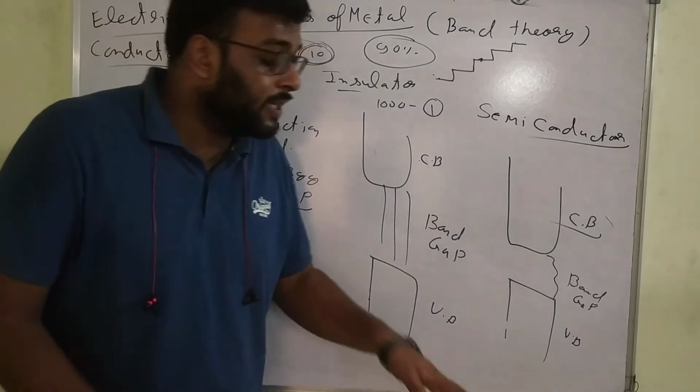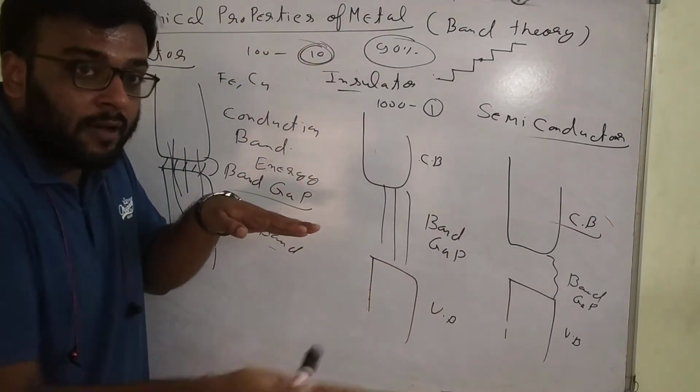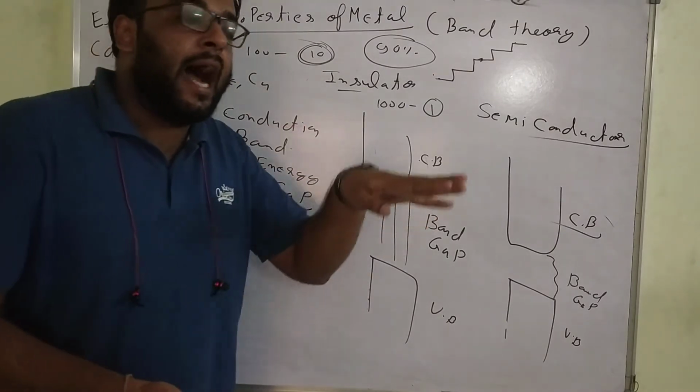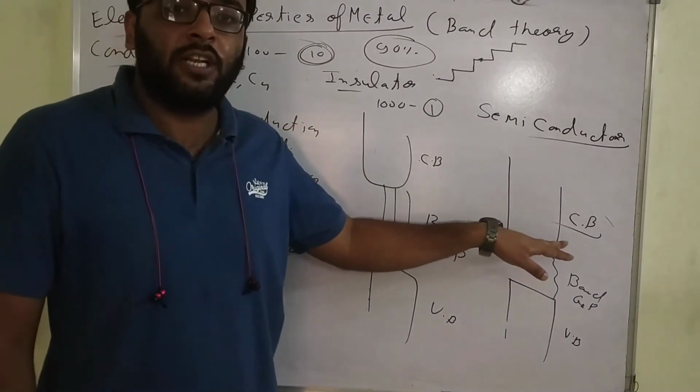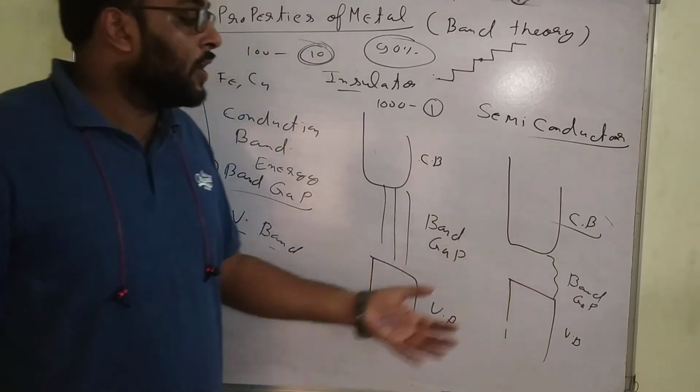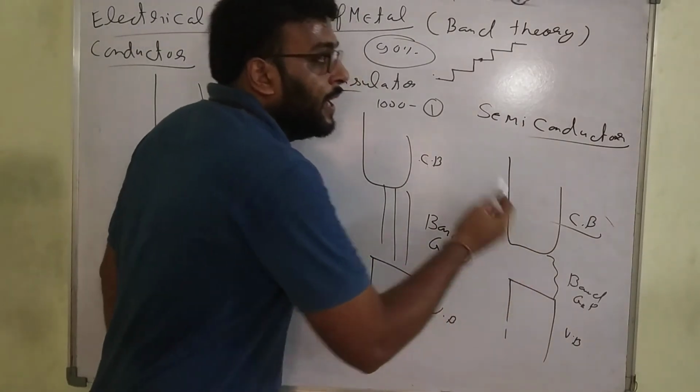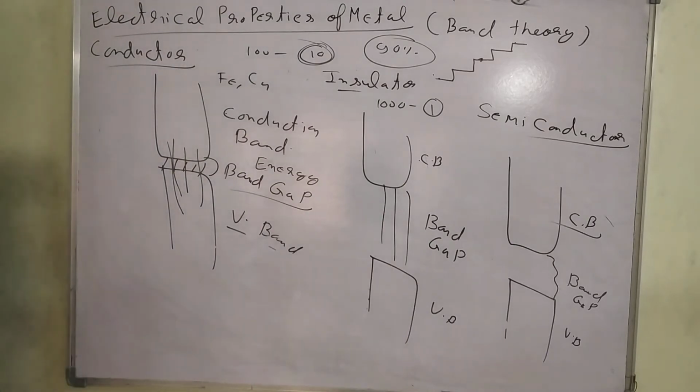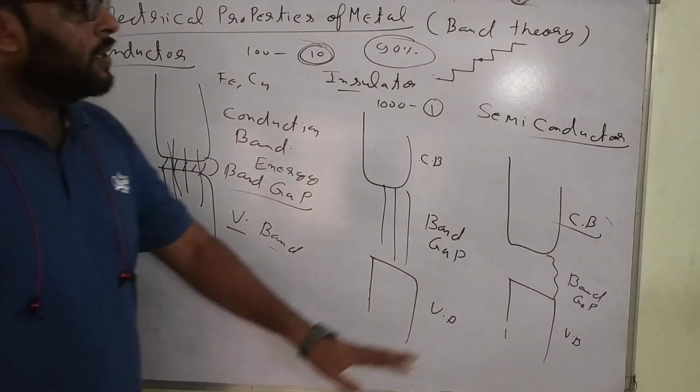What is the valence band? I have already explained to you. The lower energy level is called the valence band, and the higher energy level is called the conduction band. The band gap is average, so the electrons can easily flow from the valence band to the conduction band. Are you getting my point? What I am trying to say?